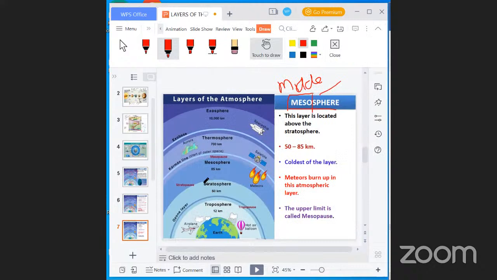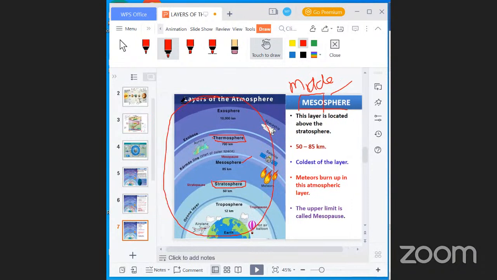So you see, above the stratosphere and below the thermosphere. Middle, so this is the mesosphere, right? It is the coolest layer of the entire atmosphere. What is the reason? I will tell. It is the third layer in our atmosphere, and its variation is from how much?